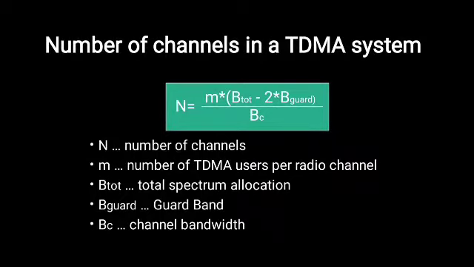The number of channels in a TDMA system is given by N equals m times (B total minus 2 times B guard) divided by Bc. Here the number of channels can be obtained from the number of TDMA users per radio channel, multiplied with the total spectrum allocation minus 2 times the guard bands, because each user is separated by 2 guard bands, and Bc is the channel bandwidth.